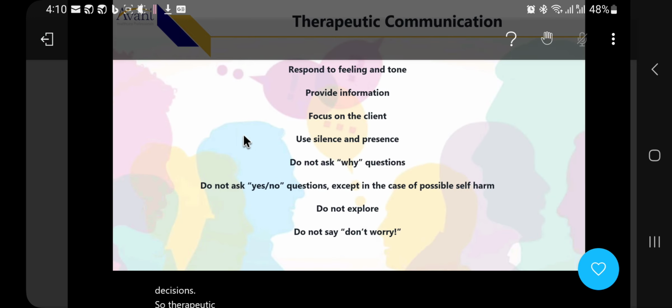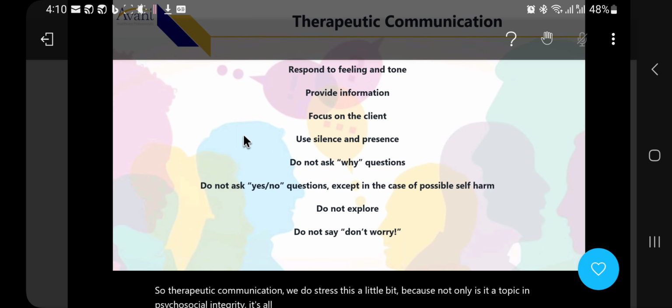So therapeutic communication, we do stress this a little bit because not only is it a topic in psychosocial integrity, it's also a type of question, and it's also a strategy for answering questions.